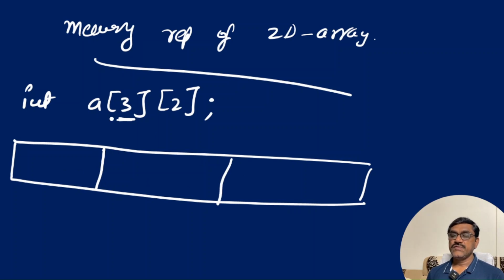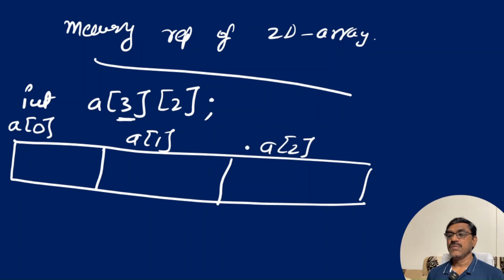Why? Because the first dimension is 3, right? After dividing into 3, you name the first memory location as A[0]. 3 means size, right? Size indicates 3 memory locations. First memory location I'm writing A[0], and the second one is A[1], and the third one is A[2]. I'm talking about only the first dimension.